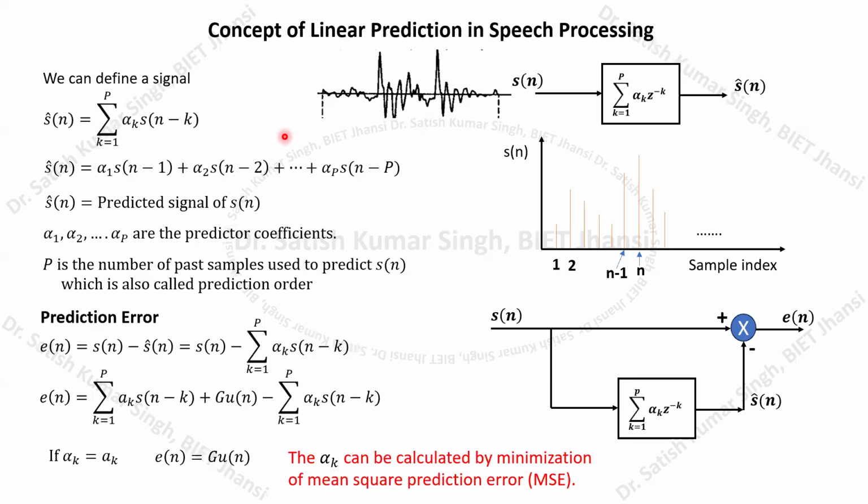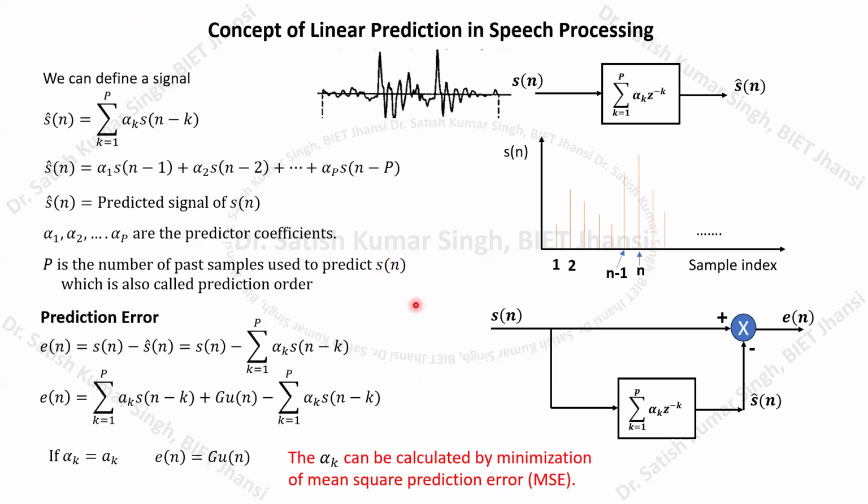Welcome to the course module of speech signal processing. In this video, we are going to discuss the minimization of mean square prediction error to calculate the values of alpha k that we have already discussed in my previous lecture. In my previous lecture, I had already explained the general concept of linear prediction.